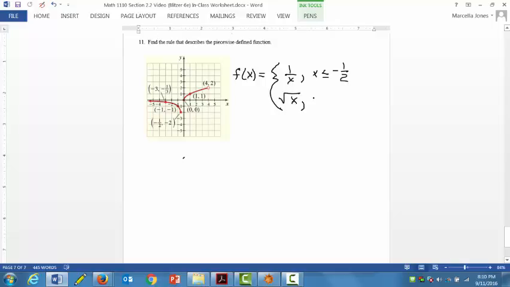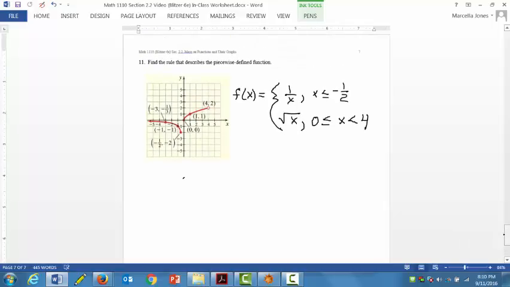Then I look at the other branch and I see whatever x is, y is the square root of x. And that is my function for x's between 0 and 4, including 0, and not including x equal to 4.